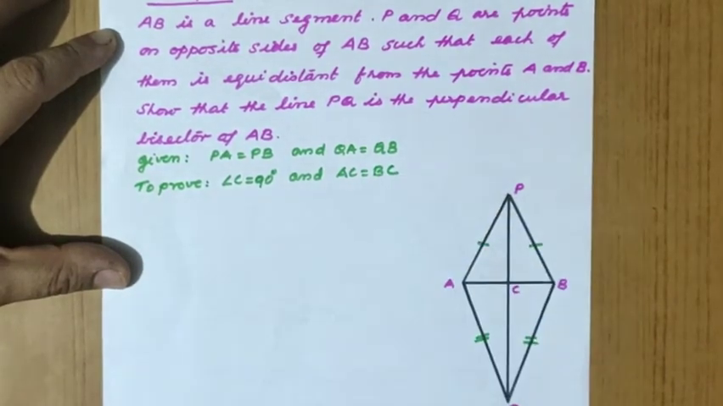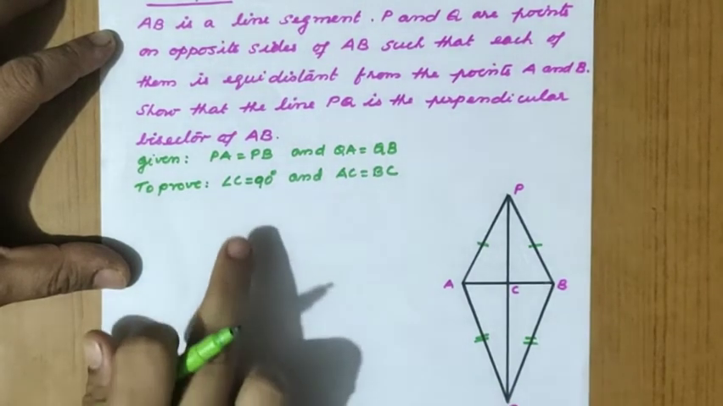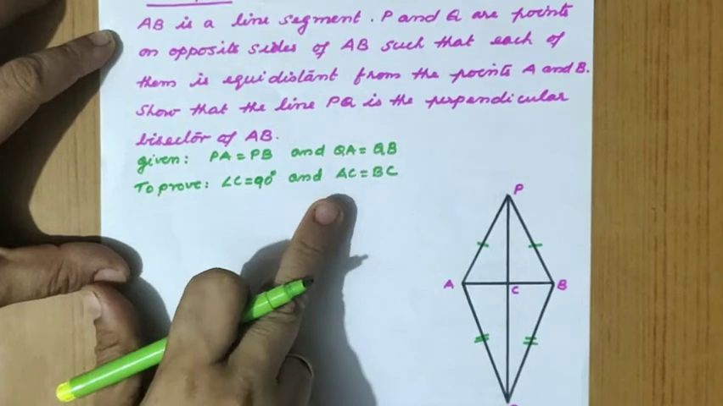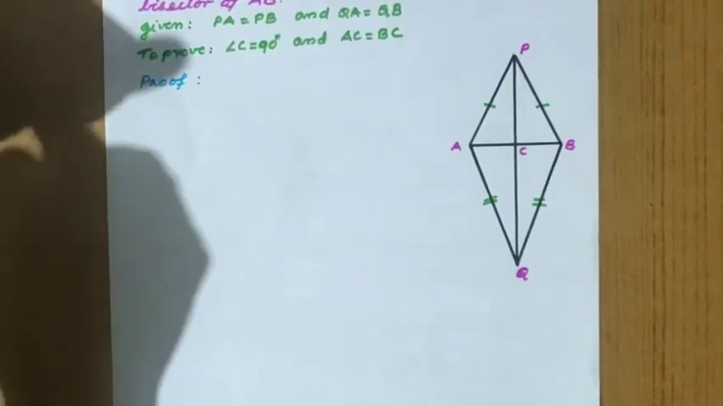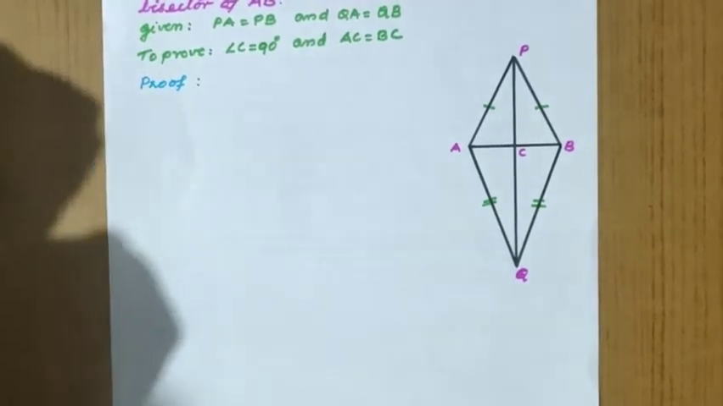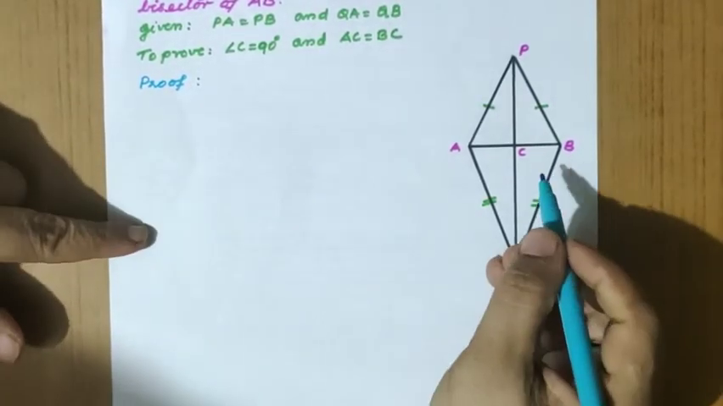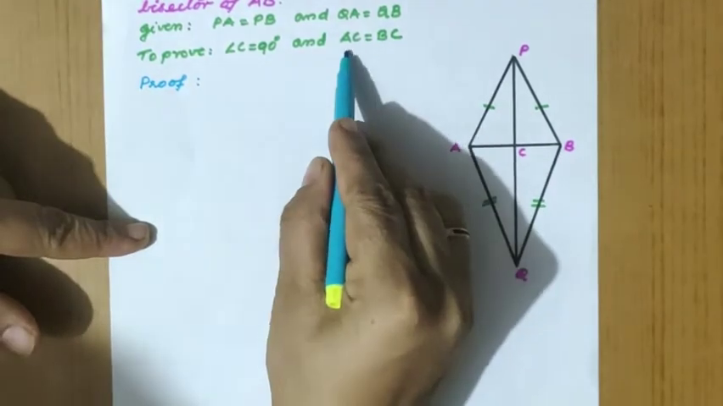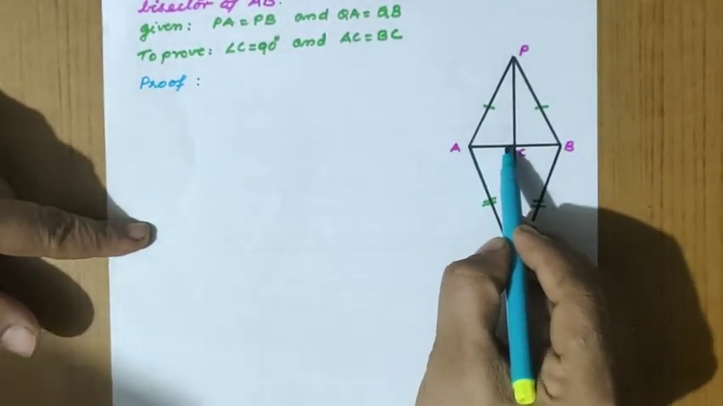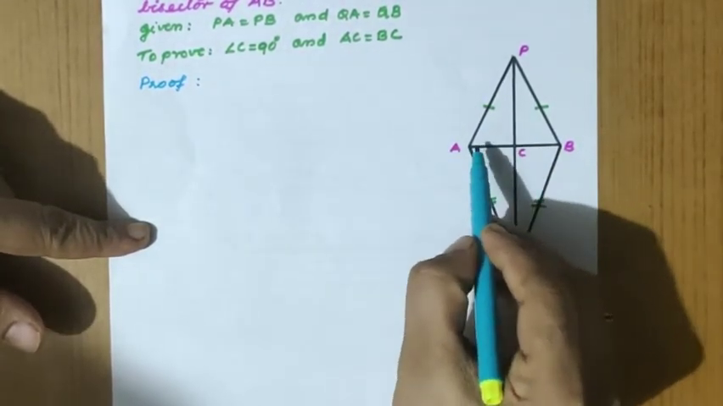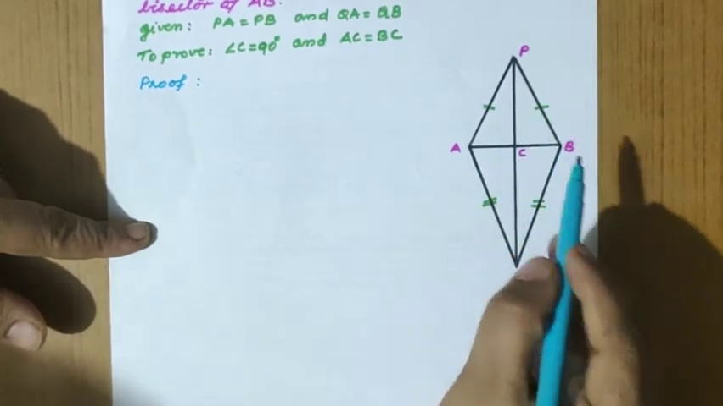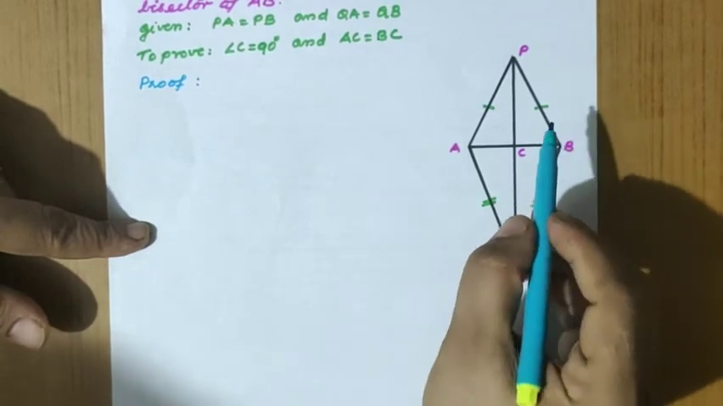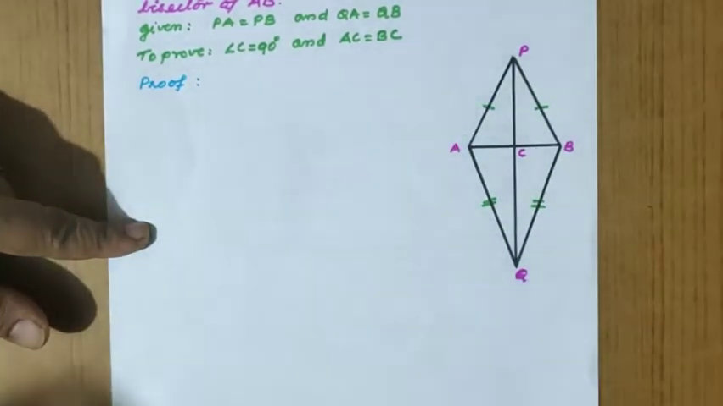See, this question is the property of perpendicular bisector only, nothing else. So angle C is equal to 90 degrees and AC equal to BC. So we have to prove that AC equal to BC and angle C 90 degrees. Now see the condition. AC equal to BC means AC will be one of the sides, right? And BC also. So we should take which triangle? ACP and BCP. If you consider ACP and BCP, what are the equal sides given in the question?